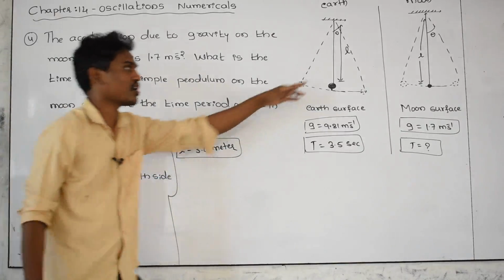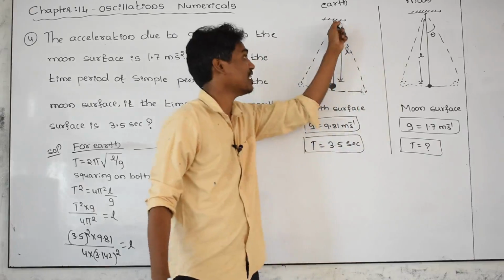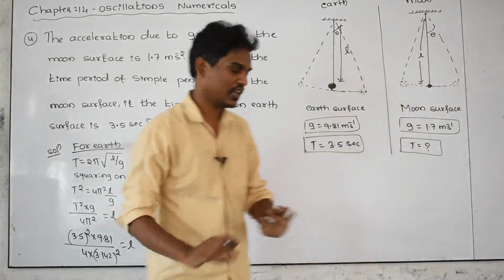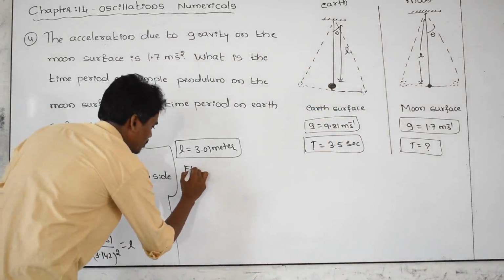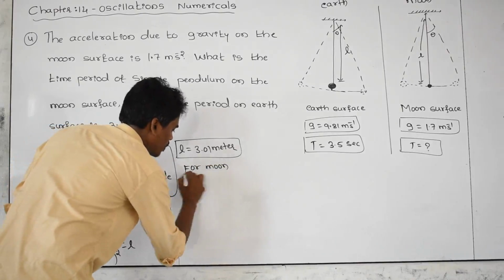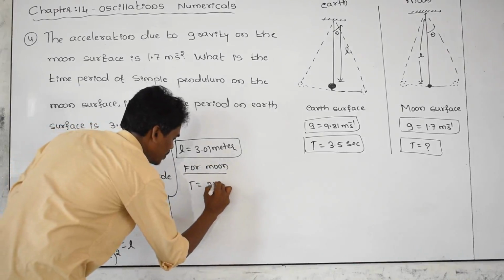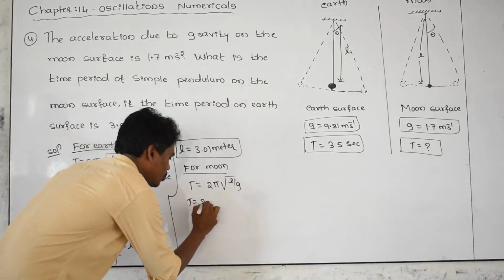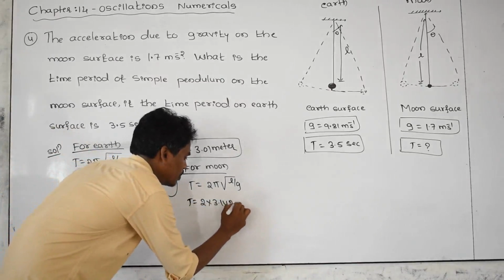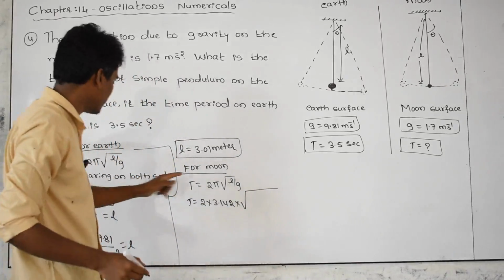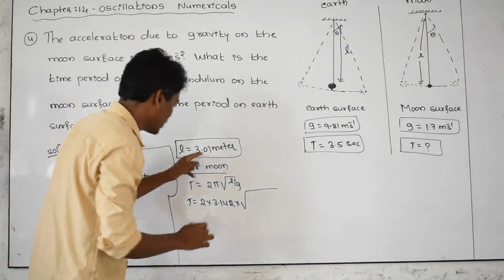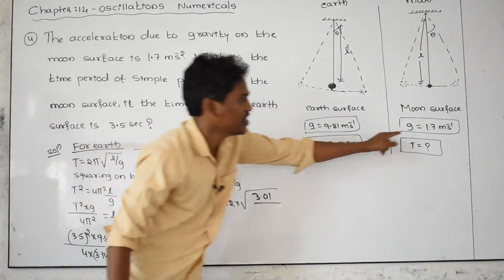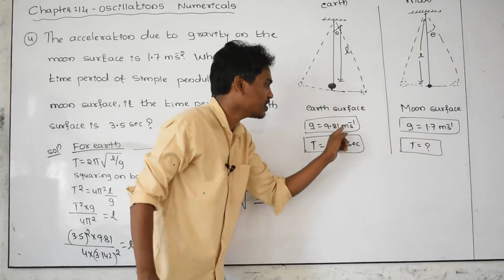And L is the same for earth as well as moon, because the length of the thread never changes, whether the system is on earth or on the moon. For the moon, using the same equation, T equals 2 pi root of L by g. T equals 2 into 3.142 into root of 3.01 divided by g of moon. The g of moon is 1.7, don't confuse it with 9.8.